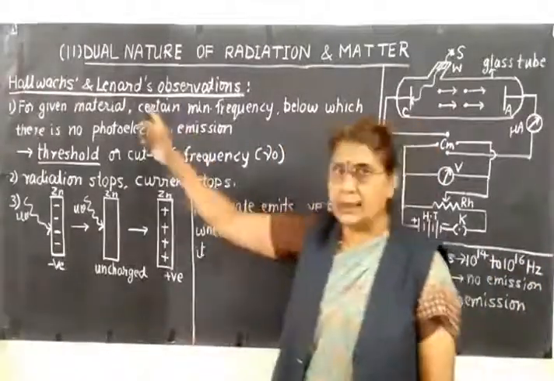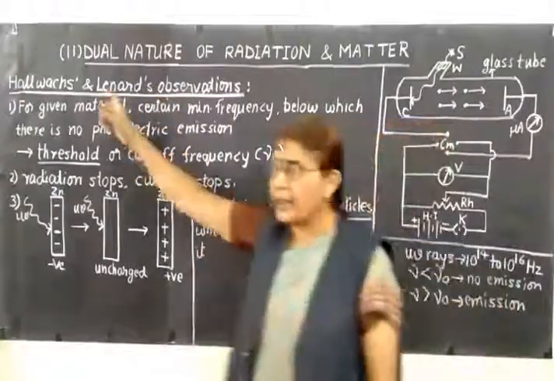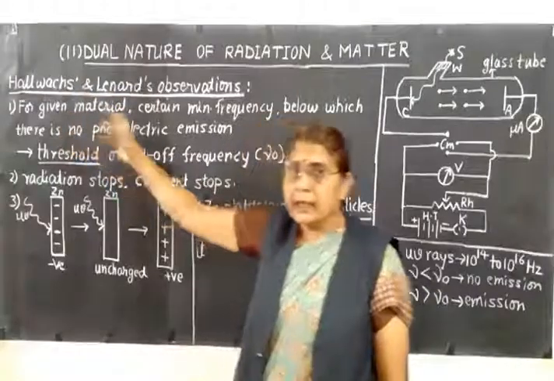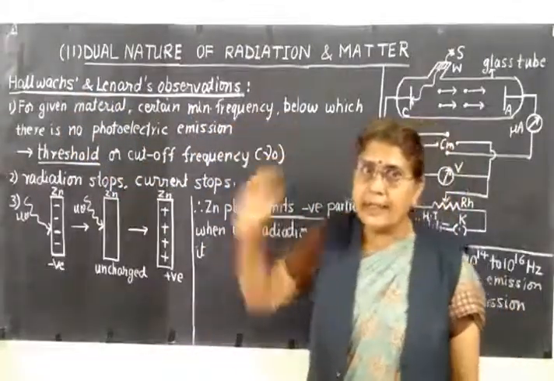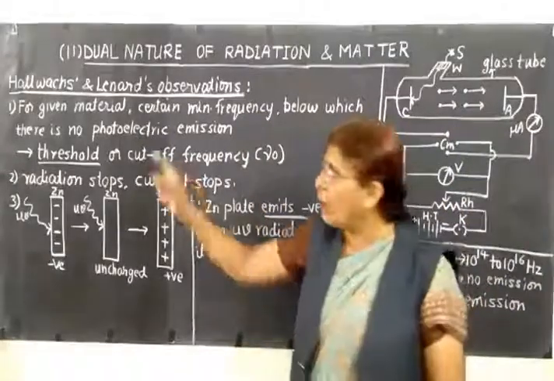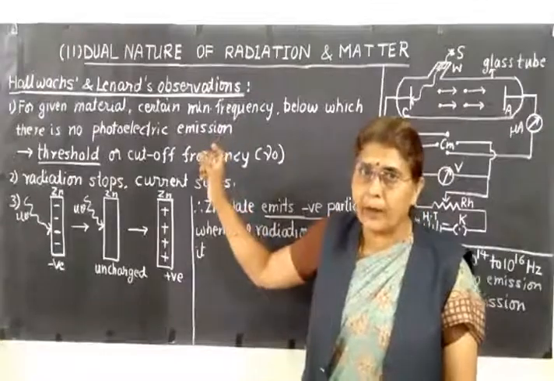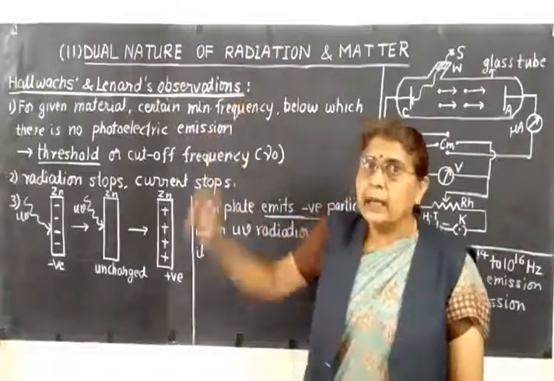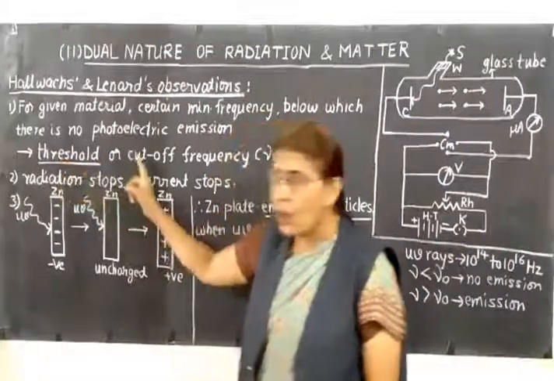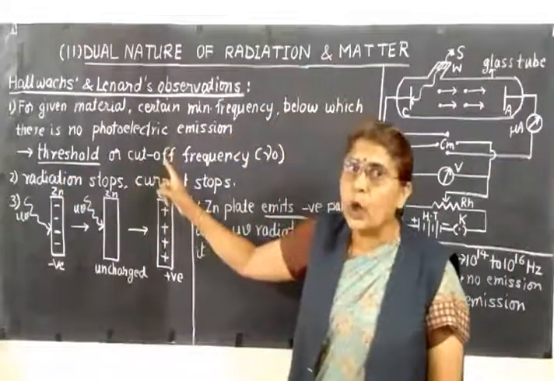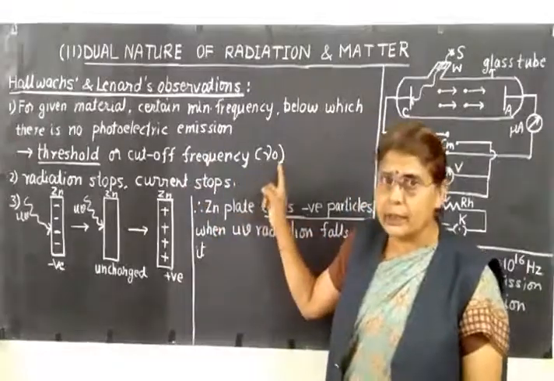So these two physicists, Hallwachs and Lenard, found that for a given emitter, there is a certain minimum frequency of incident radiation below which there is no photoelectric emission. This is a very important point. And this minimum frequency is called the threshold frequency. It is also called the cutoff frequency. It is denoted by the letter ν0.